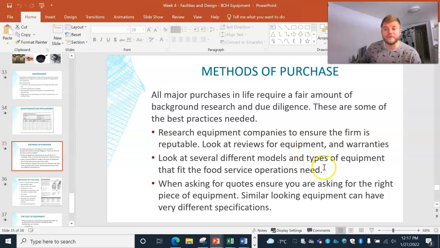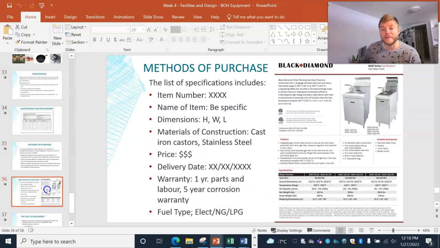Always look at several different models. Even at Georgian College, if we want to buy a new computer or desk, we need a minimum of 3 quotes. That's just what we need to do. So 3 companies need to quote us on that piece of equipment, and then we choose one. And at Georgian, I know we often choose the most expensive because we want it to last the longest, and we don't want to replace it because it takes time and effort to get new quotes and replace and all this stuff. So we end up usually getting the best that's out there. You get what you pay for, and it's very true. And when you're asking for quotes, ensure you're asking for the right piece of equipment. Similar looking equipment can have very different specifications. So this is the way that we purchase stuff.